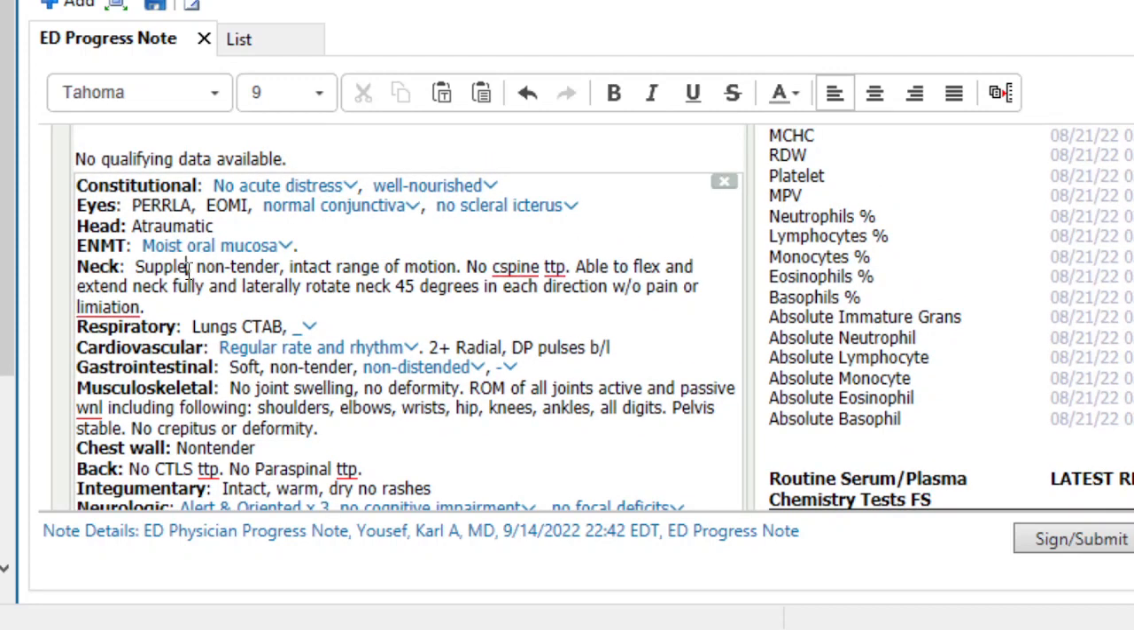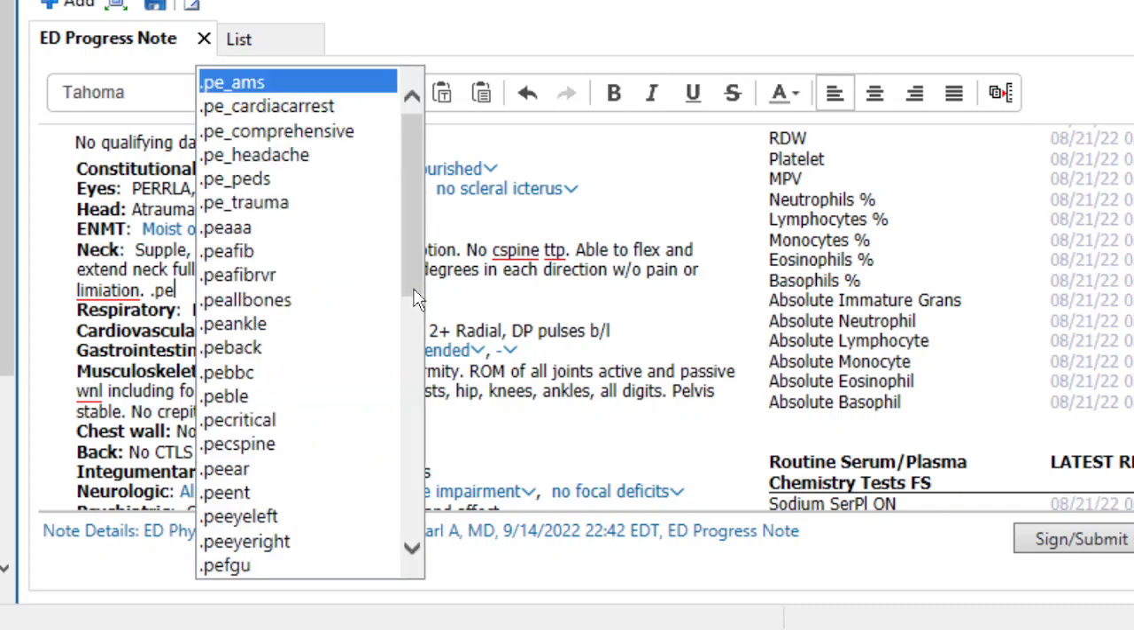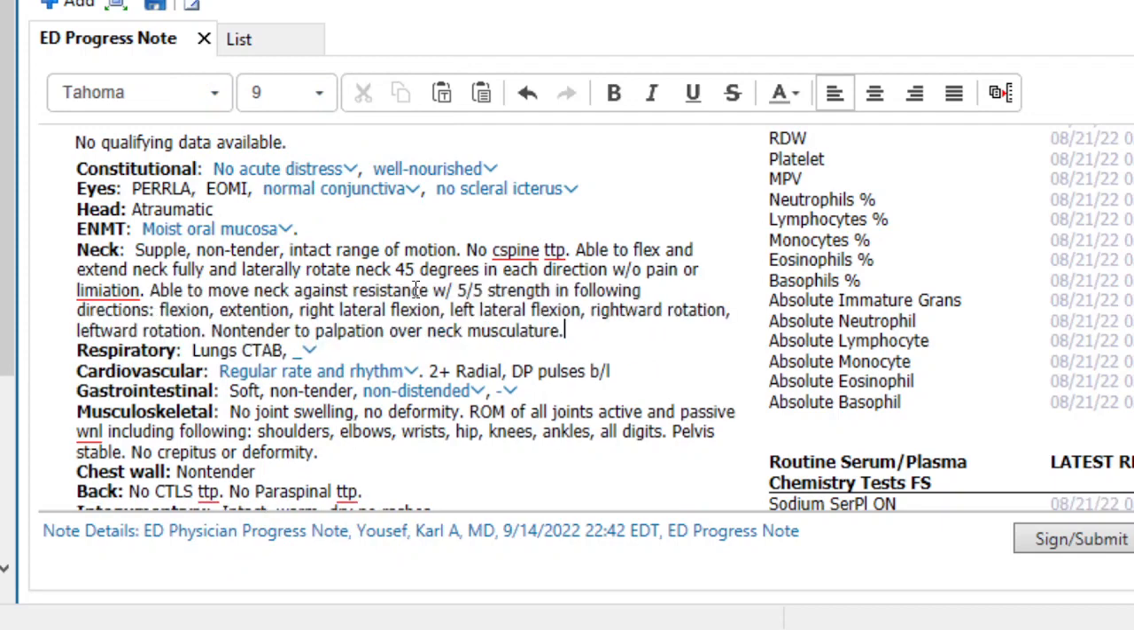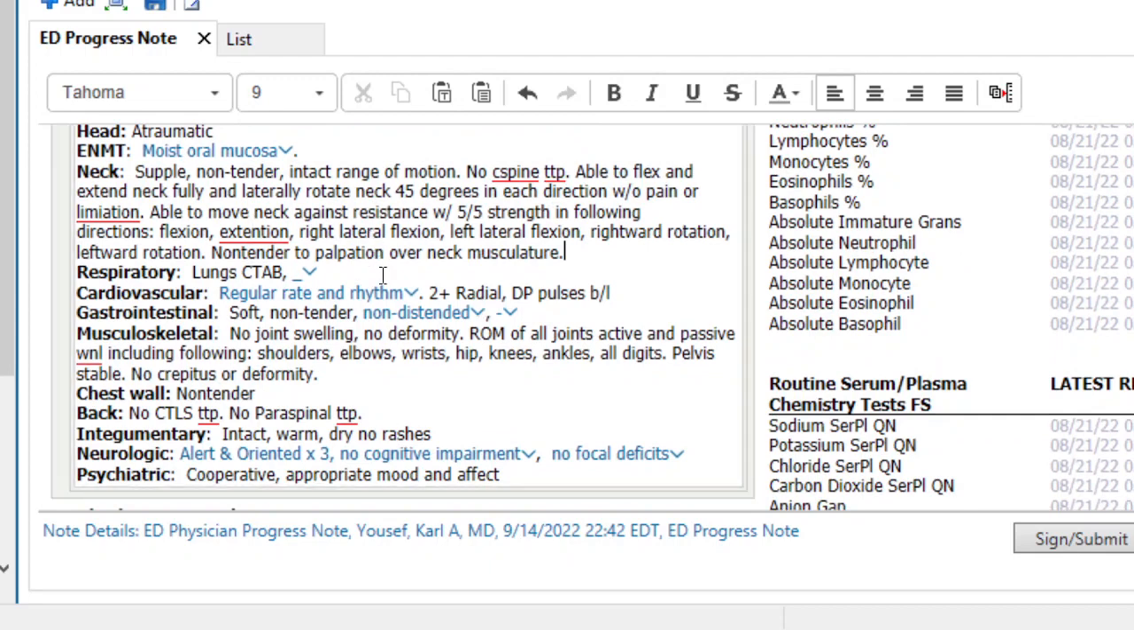We know that the neck looks okay. This is maybe for a minor MVC where we've done all our checks and we don't see anything abnormal. It's supple, it's non-tender, the neck is rotating well. Now, say we wanted to add in an additional neck exam for the muscles of the neck. Well, there's .PE neck muscles, right? So we're able to move the neck against resistance with 5 out of 5 strength in all these directions. And these are the things we want to focus on. Quick dot phrases that can add into our physical exam.